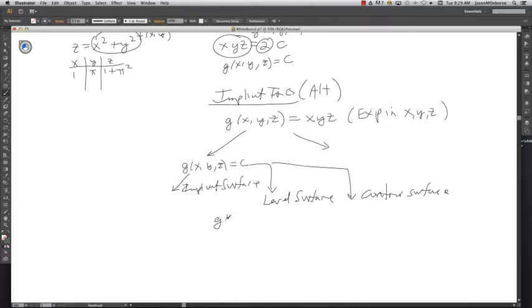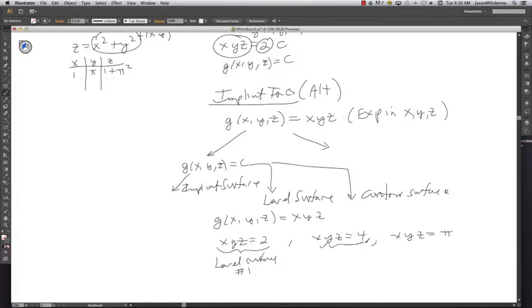So if you have an expression g of x, y, z is equal to xyz, you can take that expression xyz and put your favorite constant on the other side. You can pick 4, you can pick 2, you can pick xyz is equal to pi. Each of these would be a level surface: this would be level surface number 1, this would be level surface number 2, and similarly this would be level surface number 3.